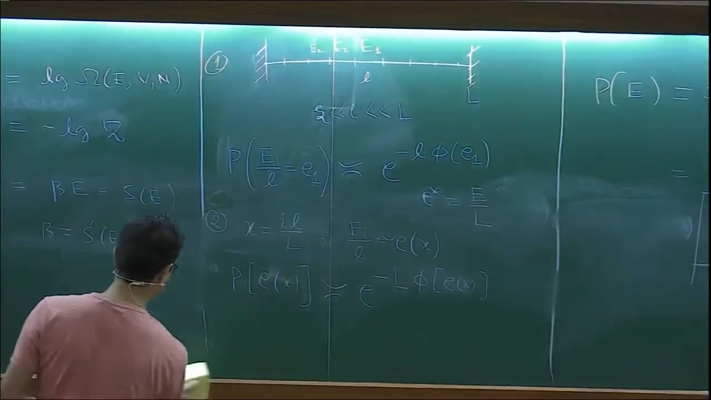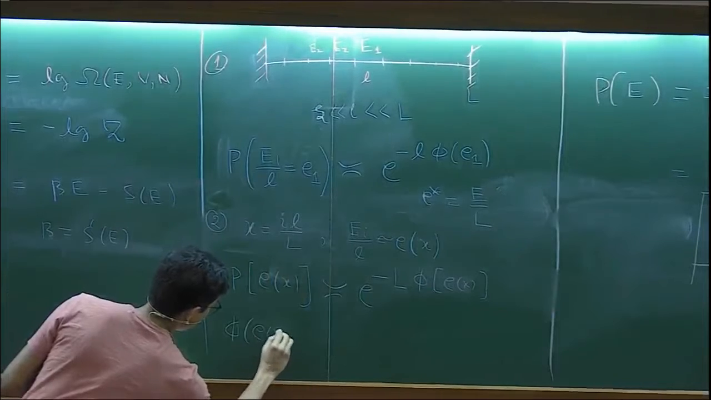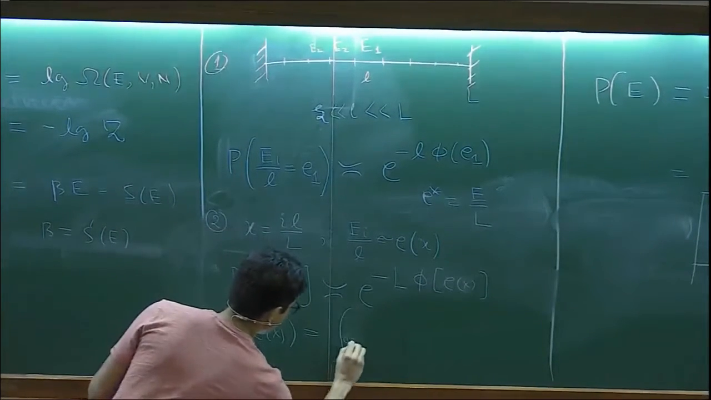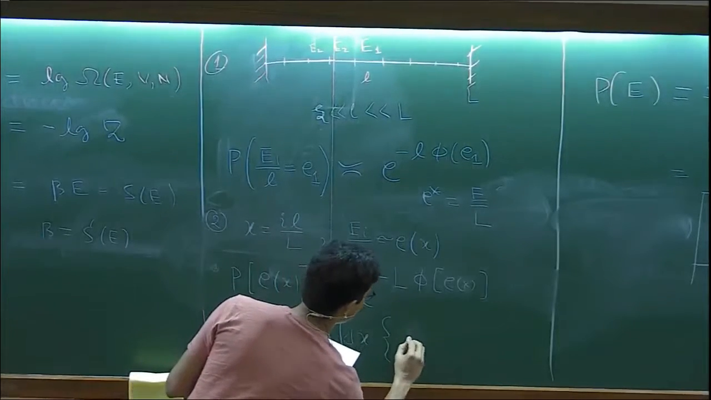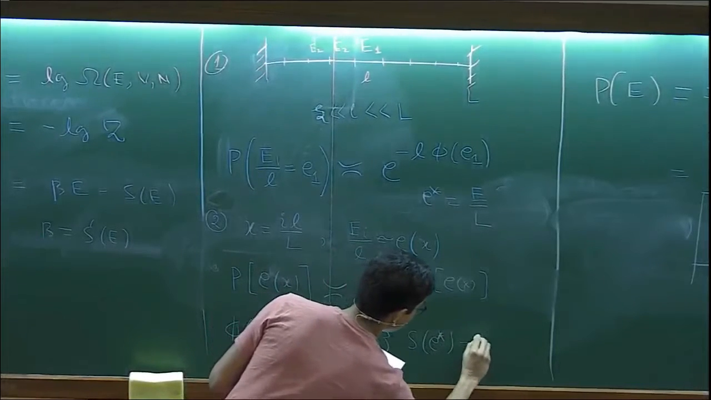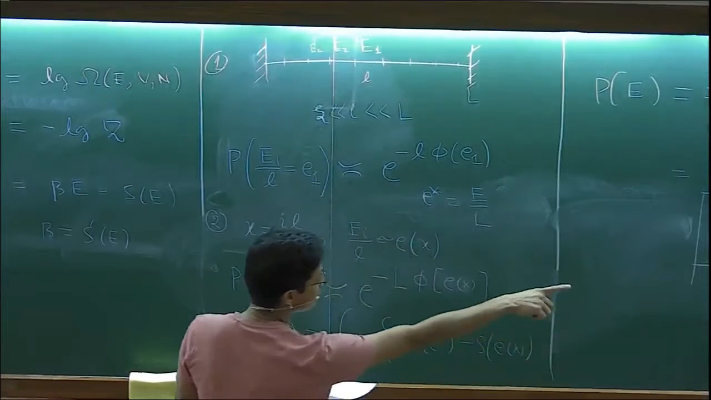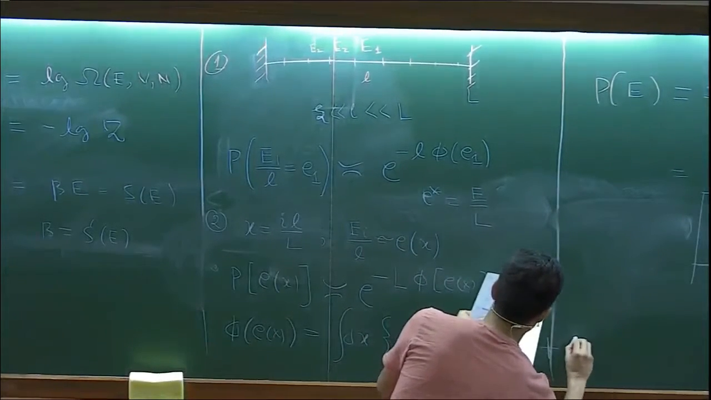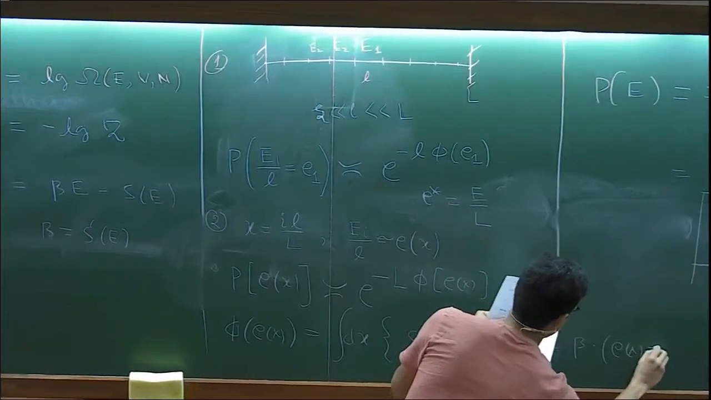I want you to show that phi of e of x is simply the integral dx of s of e star, which is the constant, minus s of e of x. It's just a simple generalization of that, plus beta times e of x minus e star.